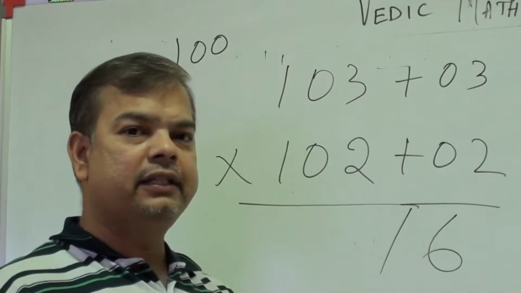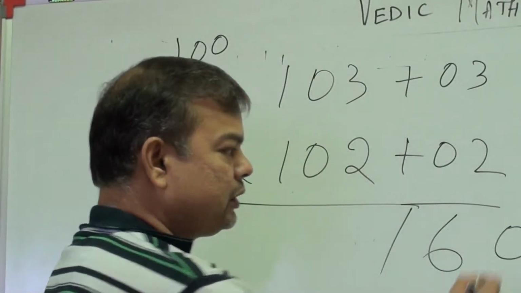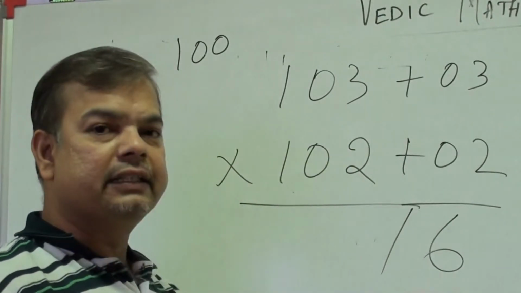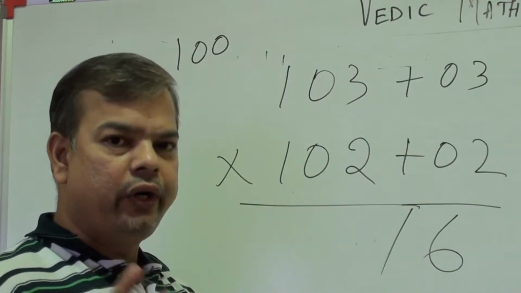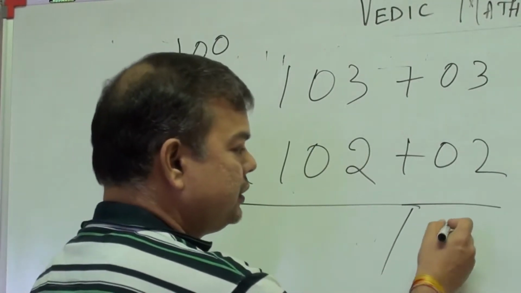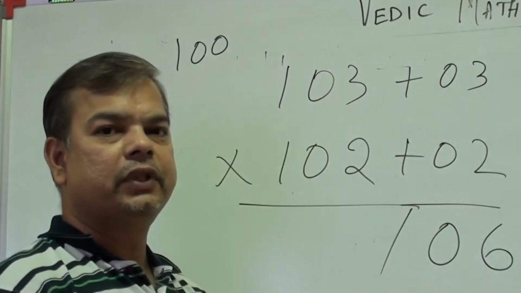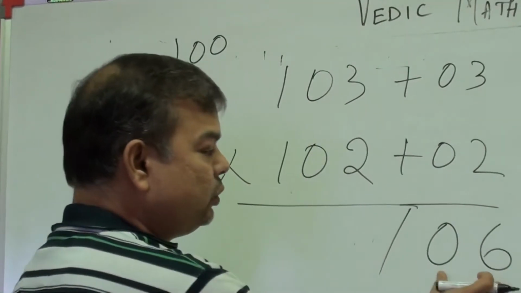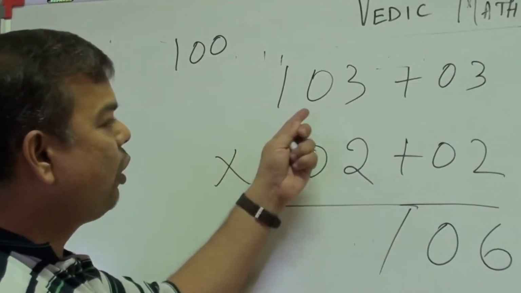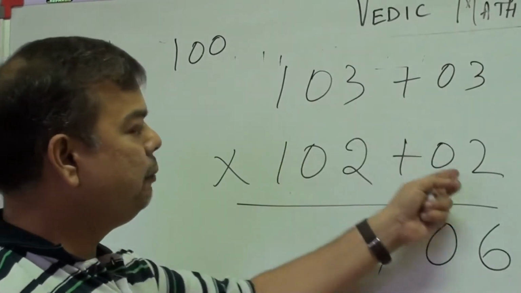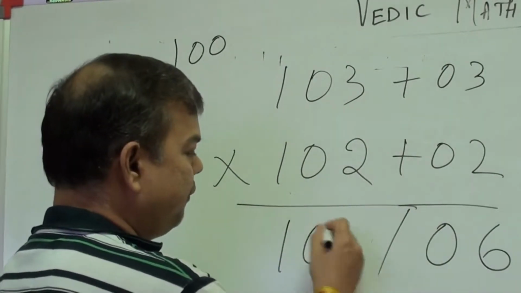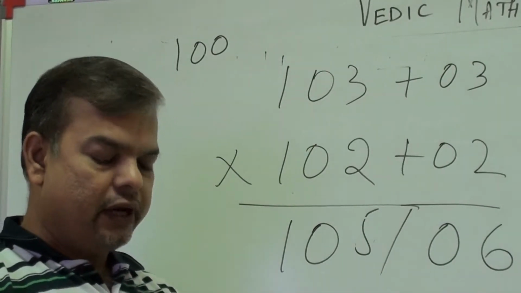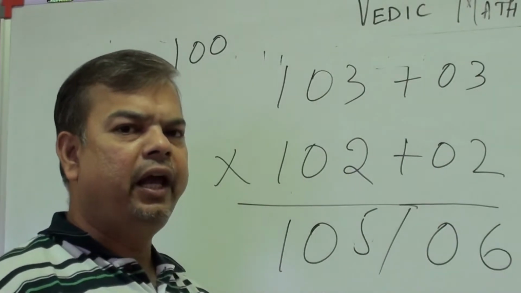Now how can you make this 2 digits? You cannot write 0 after the 6 because that is going to increase the value. So for making this single digit 6 into 2 digits, you are going to write 06. Is it clear? That is 02 into 03, you get 06. Once these 2 digits are completed here, simply cross add. 103 plus 2, that is 105. So the answer is 10506. Now, how can I do this in a faster way?